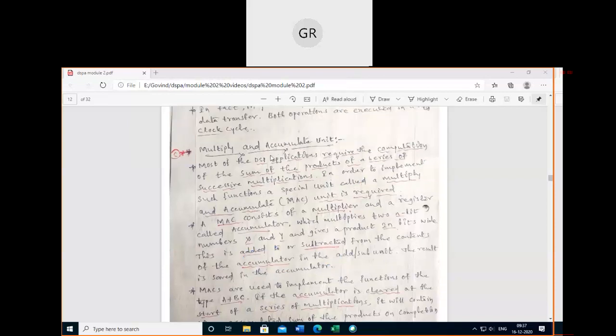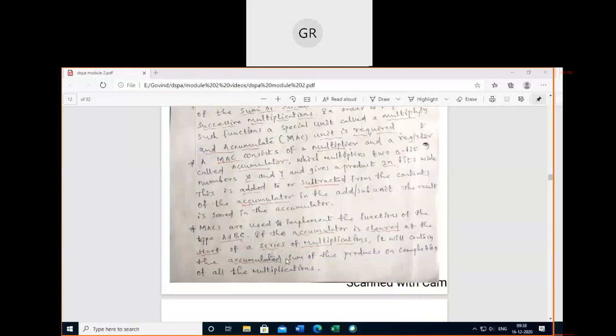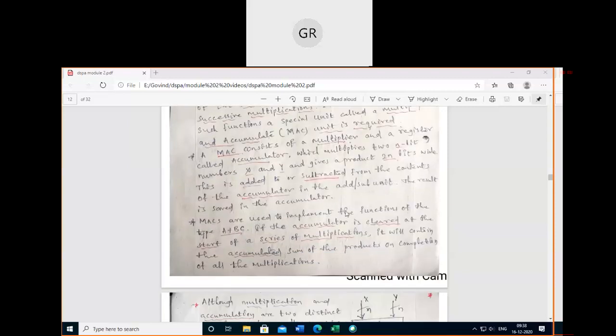Here, after the multiplication, that product is added with the contents of the previous value stored in the accumulator. The MACs are used to implement functions of the type a plus bc.